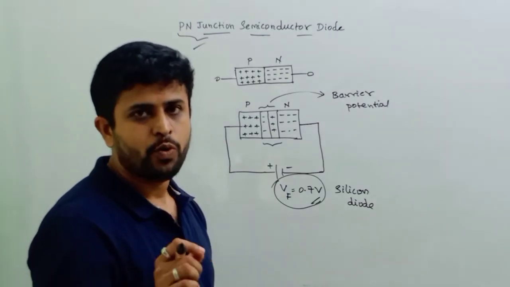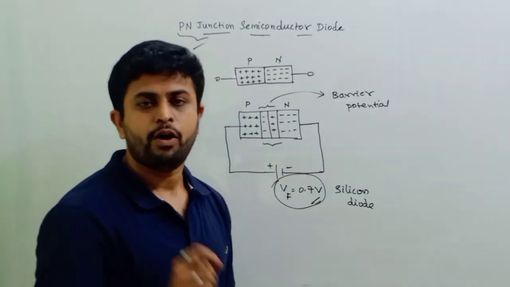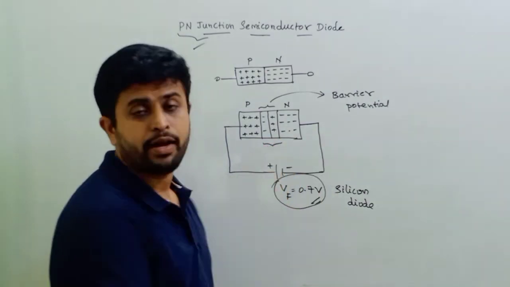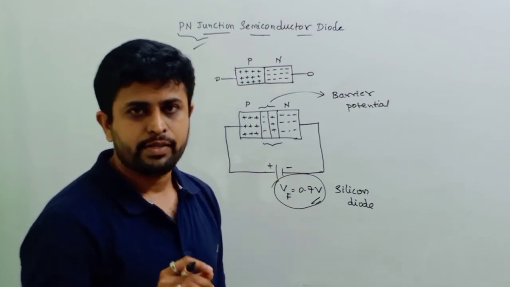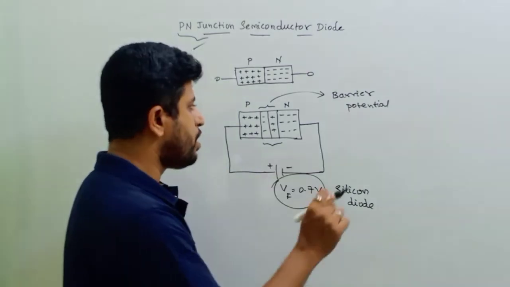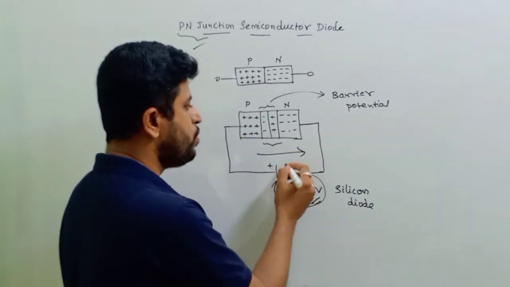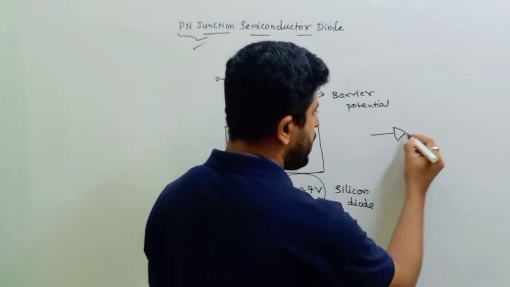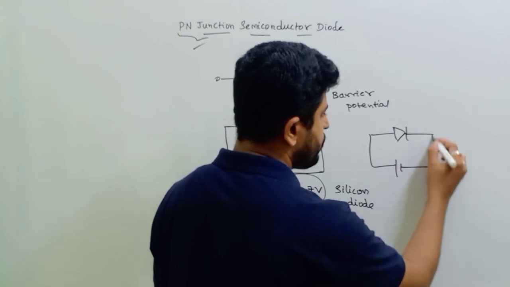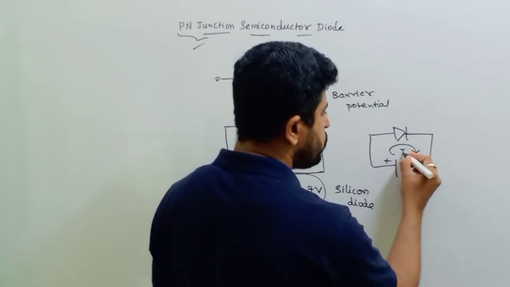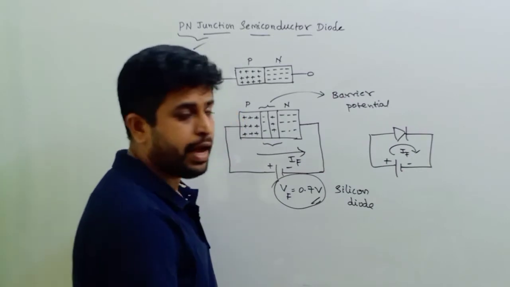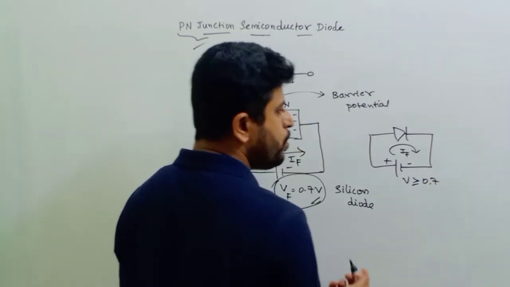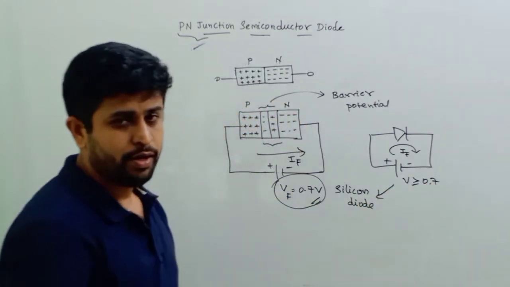That means if I give a voltage here of 0.7 or above 0.7, then the barrier potential which is developed across this depletion region gets opposed and the charges start flowing from P to N, leading to a forward current, that is IF. That means when the diode is forward biased, a current flows through the diode, that is forward current IF, if the voltage here is greater than or equal to 0.7 for a silicon diode.